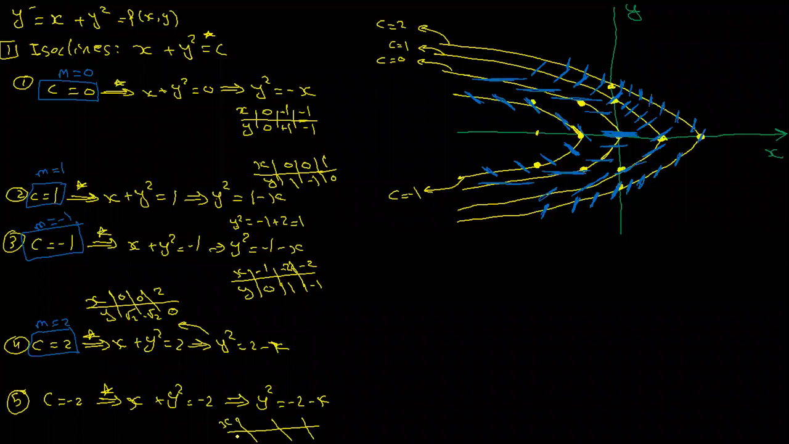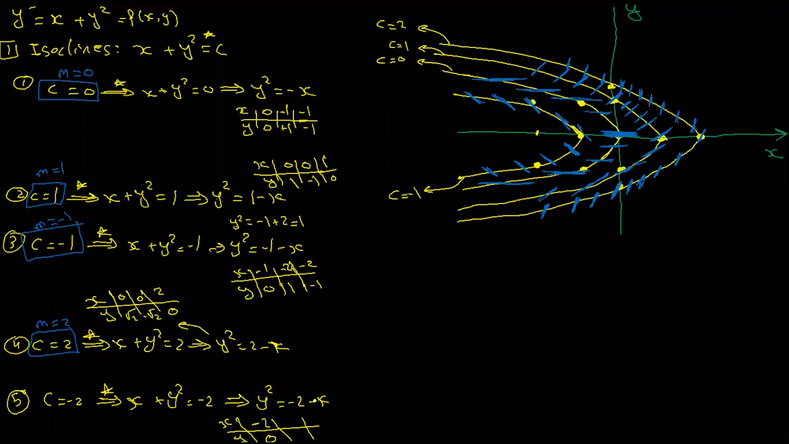X and y. Can I choose my x to be 0? No, because the y squared is -2, so I can't choose my x to be 0. Let me check if y is 0. So my y is 0. So if I move this here, it will be x equal -2. This is the first point.